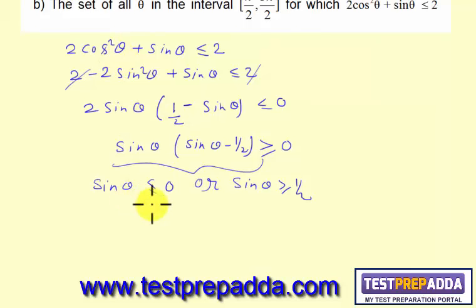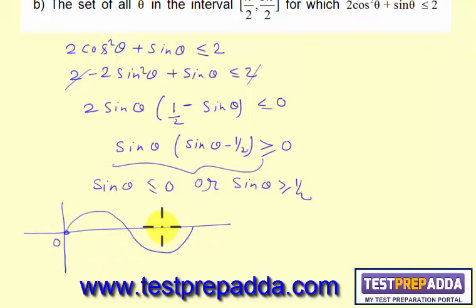Now if I draw the graph, sin x graph, okay, this is 0, this is 2 pi. We have to take the interval from pi by 2 to 3 pi by 2. First of all, sin theta less than or equal to 0 means we are talking about this portion. This portion means pi to 3 pi by 2.